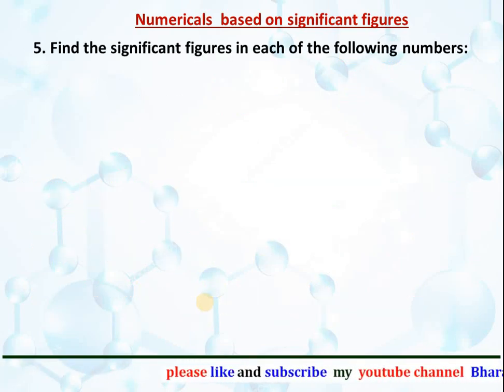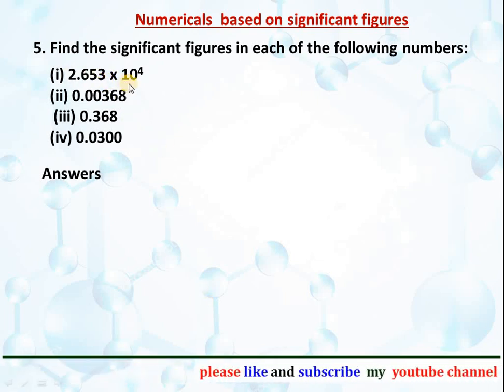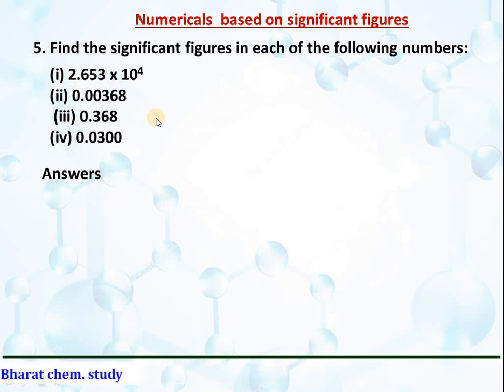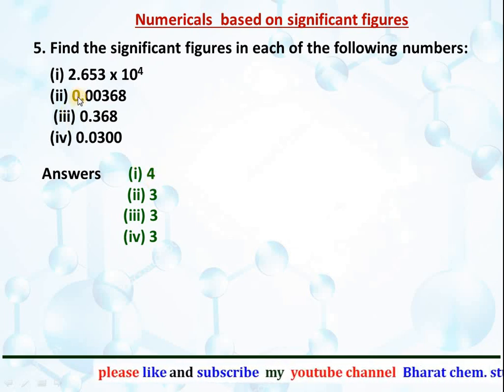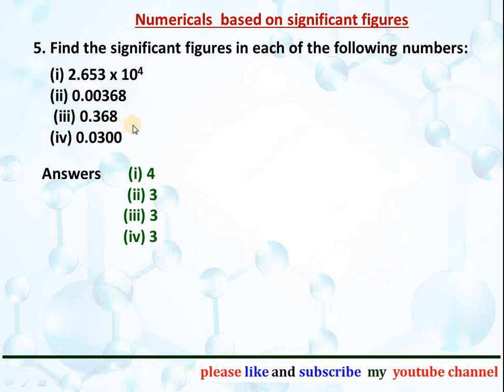Similarly, find the significant figures of each of the following. So in scientific notation, we are going to count the significant figures of only the front number, not the 10 power. So here 1, 2, 3 are all non-zero, so all are significant. So in the first answer there are 4 significant figures. In the second answer, all the zeros in front of a non-zero are not significant, so it contains only 3 significant figures. Third also contains 3.